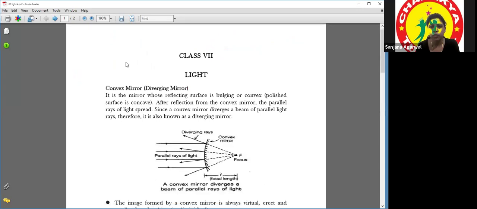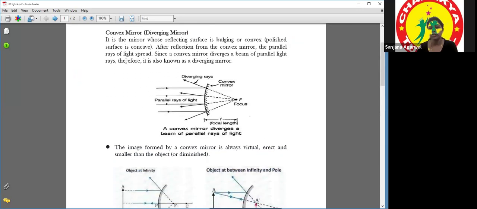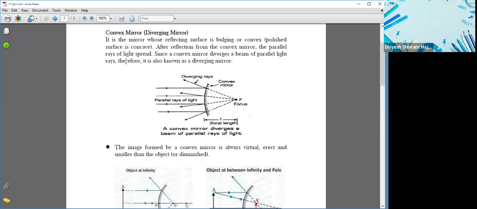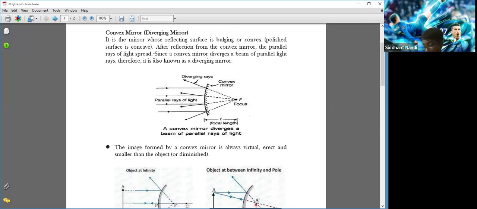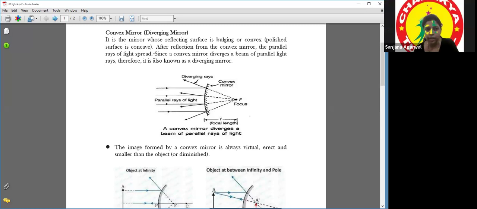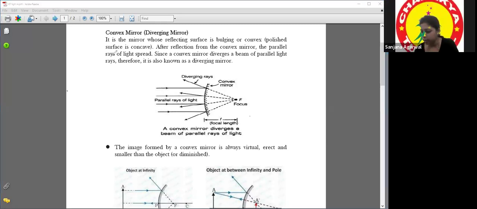Can anyone tell me what type of mirror a convex mirror is? Means if we touch them, how do we feel? Ma'am, they're curved outwards. Very good. They are curved outwards, as shown. And also they're diverging mirrors. Diverging mirror, very good. We'll learn why they are known as diverging mirrors. Ma'am, what is the meaning of diverging? Just have a little patience.